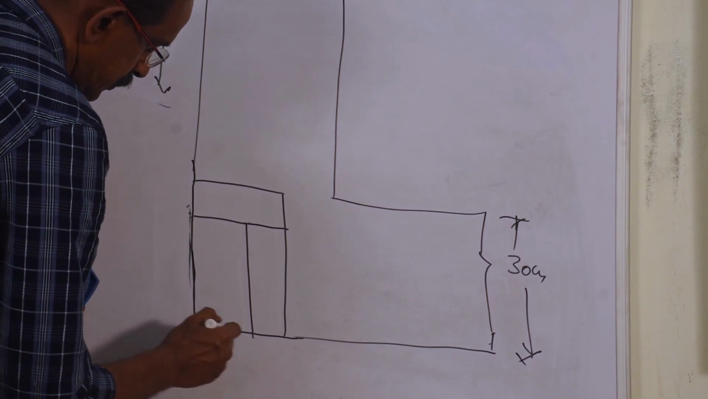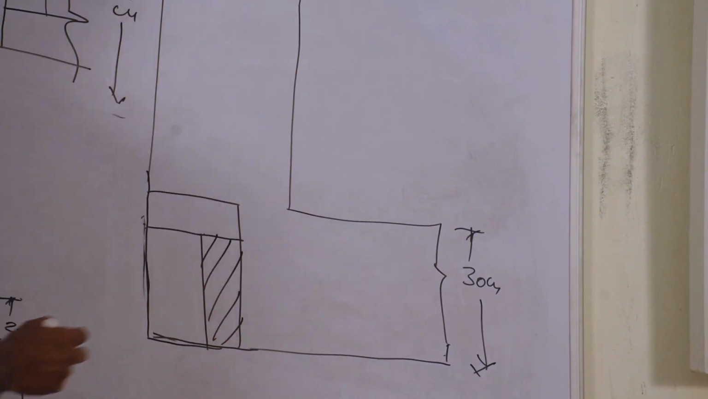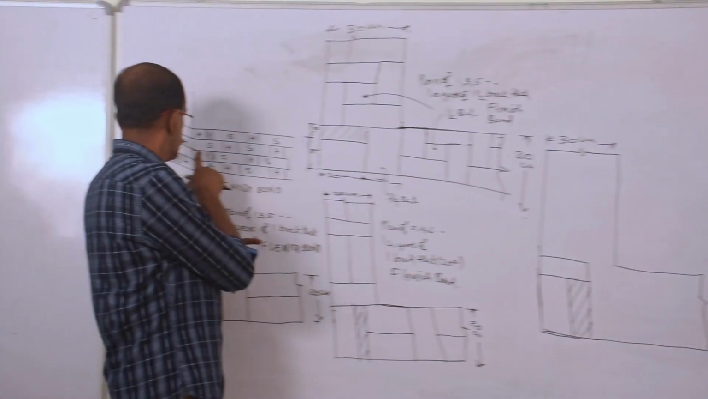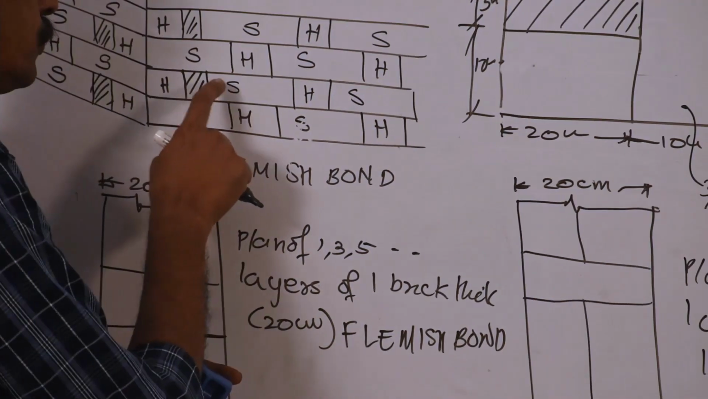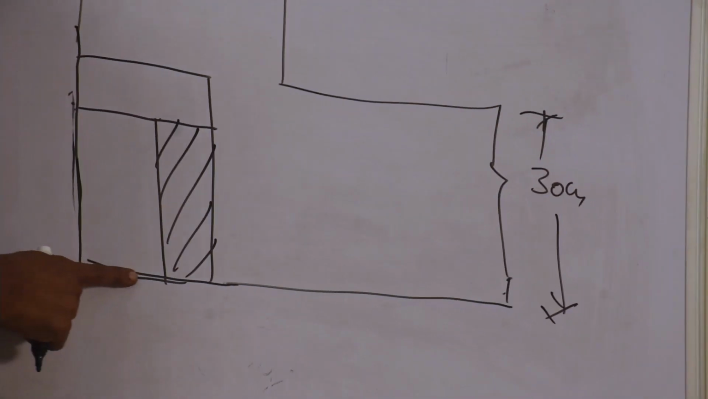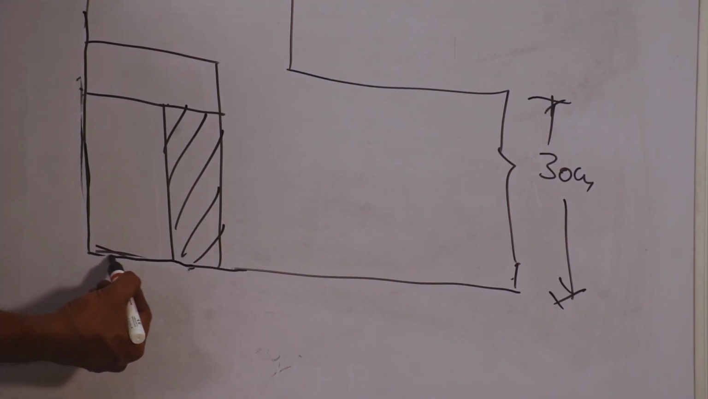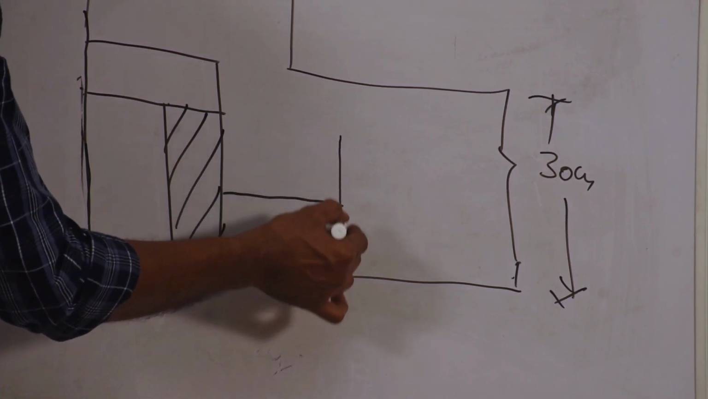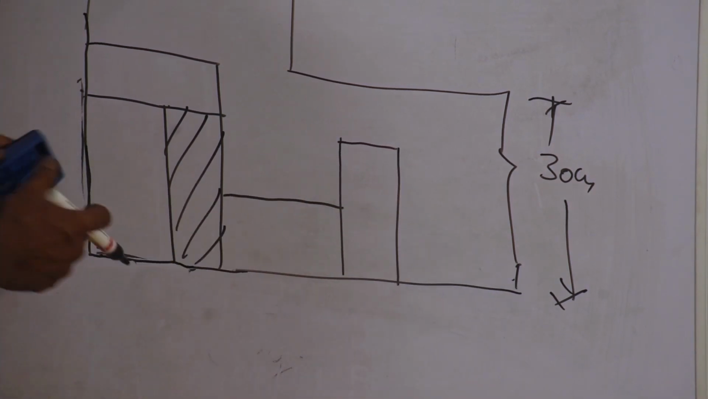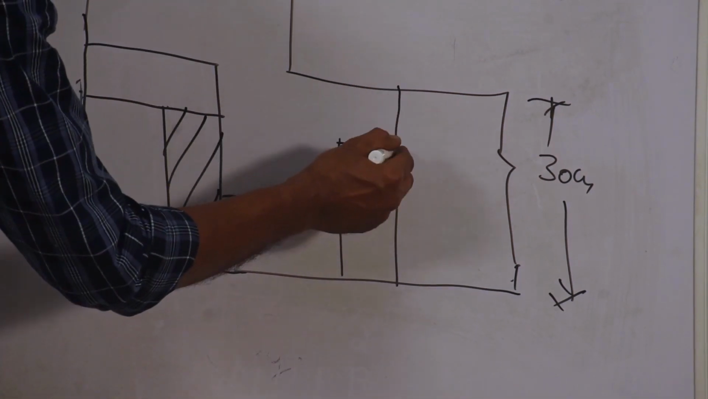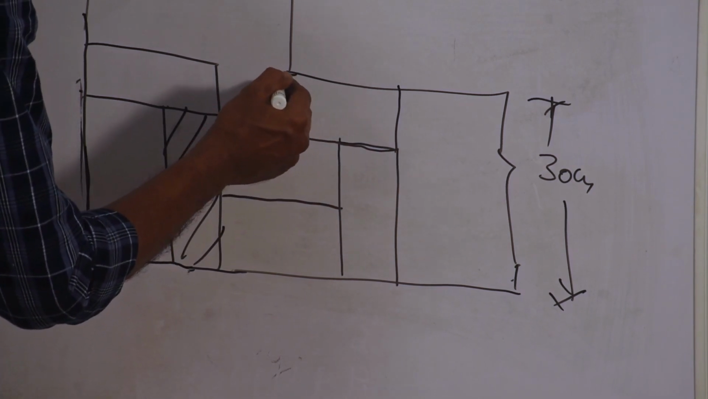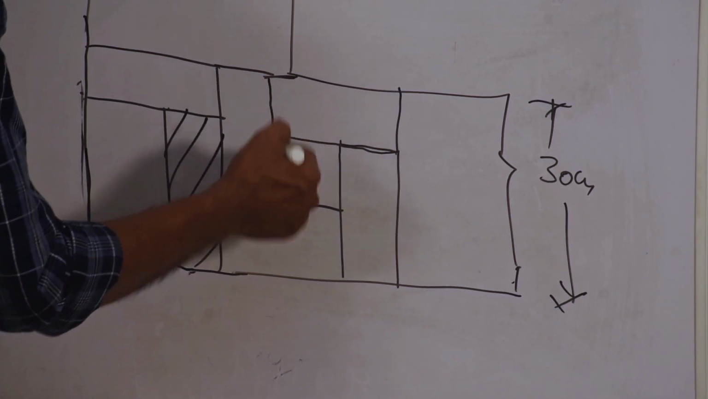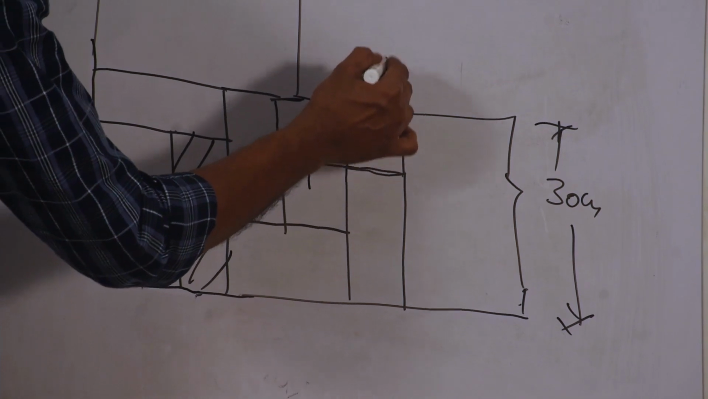As in the previous case, remember this much detail at the corner. The remaining will be easy. So consider the elevation. Header, queen closer, structure. Header, queen closer, next is structure. Next should be header. So keep the brick like this. For making 30, you have to keep a full brick here. So that may come only up to here. So keep another full brick here. So in between these 4 bricks, there is a half bat.